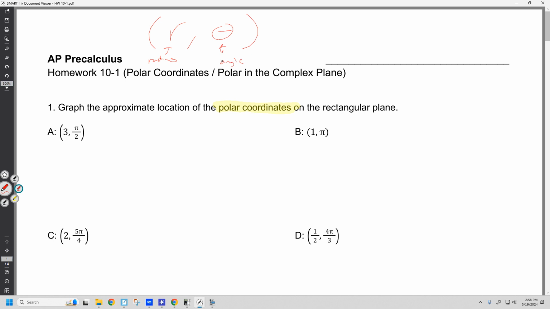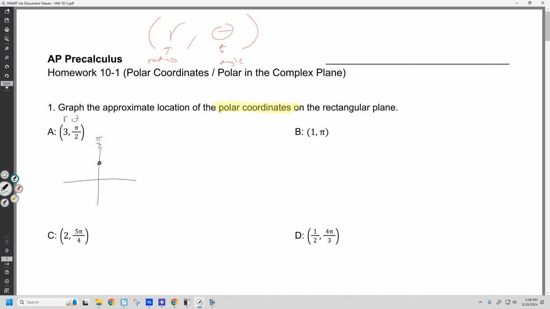We remember, especially if we played Battleship, that you will go to an angle location and you will go a distance away from the origin, typically in that direction. So I would go to the angle of pi over 2 and I would go 3 towards pi over 2.